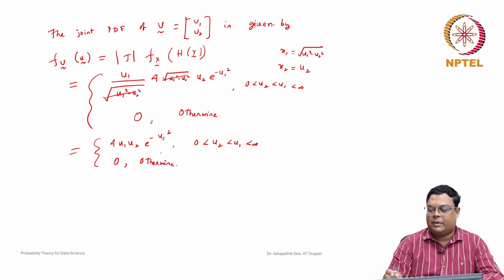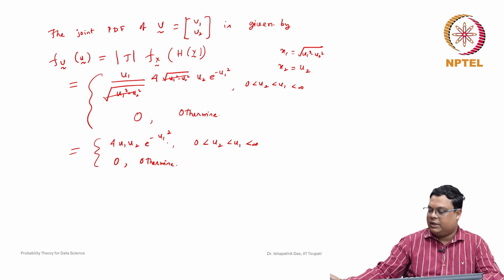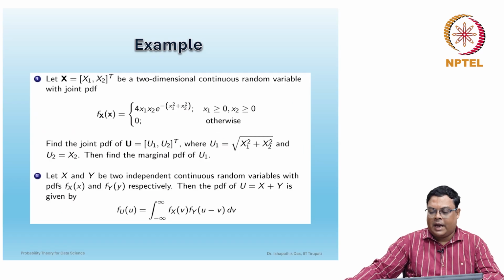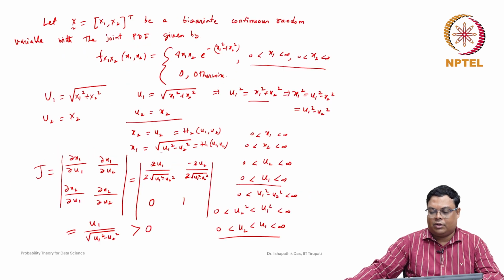Note that we can see that u1 and u2 are dependent on each other through their range, so these will be dependent random variables. You can also check this from the definition if you find the marginals. It is given in the question to find the marginal probability density function of u1, so now we will find it.